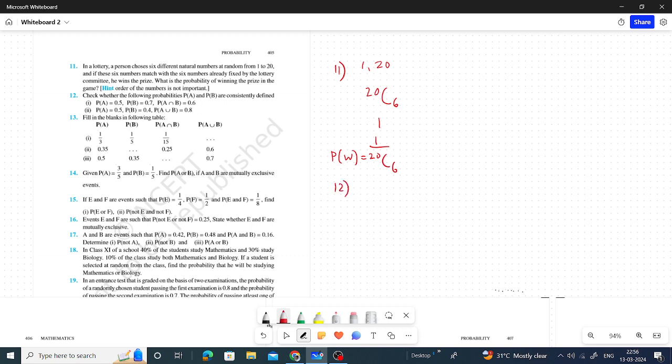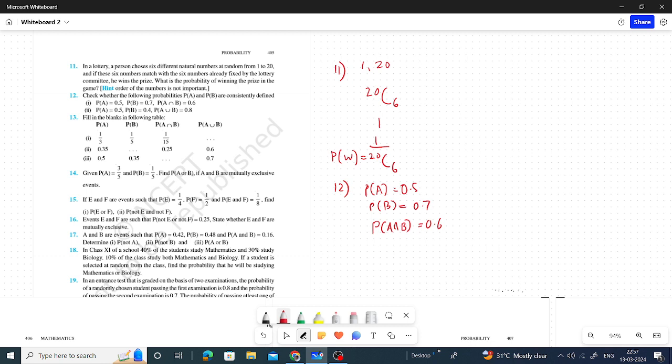The 12th question is, check whether the following probabilities P of A and P of B are consistently defined, whether these probabilities are consistently defined or not. So how do we check the consistency? Probability of A is 0.5, probability of B is 0.7, and what about probability of A intersection B? A intersection B is equal to 0.6.